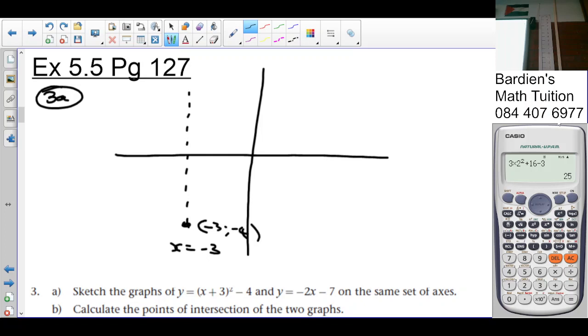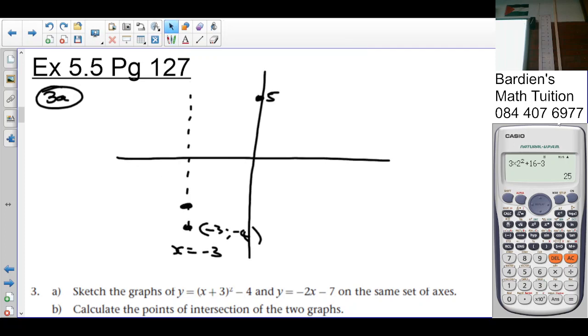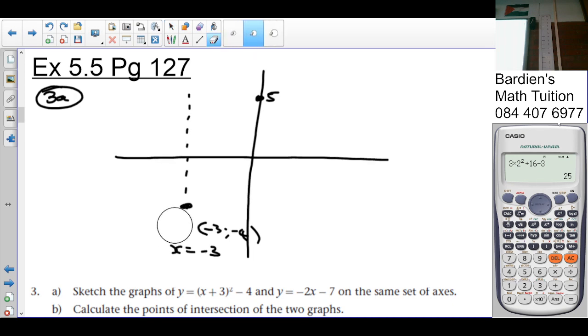There's a y-intercept where x is equal to 0, of 5. Not so? So I'm just going to put this point a bit higher. Okay, so this point here is there.